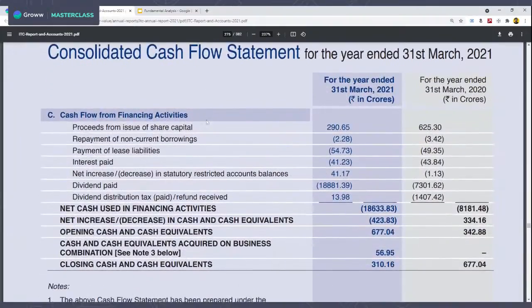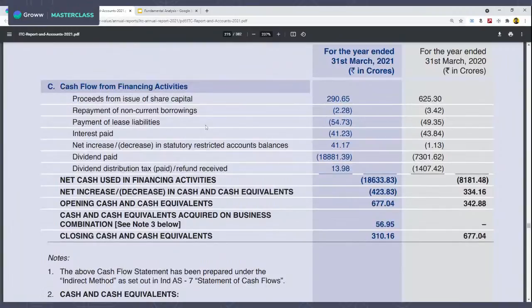Now, finally, we have third part, which is cash flow from financing activities. Financing activities basically talks about how do I get money inside the company. Either I can take a loan or I can sell my shares, right? I can sell some shares and take loan, or I can just directly go take a loan. So this is what cash flow from financing activities talks about. Now, see this: proceeds from issue of share capital means they're selling shares and getting money into the company, 280 crores worth of that. Now, have they paid any borrowings that they had taken?